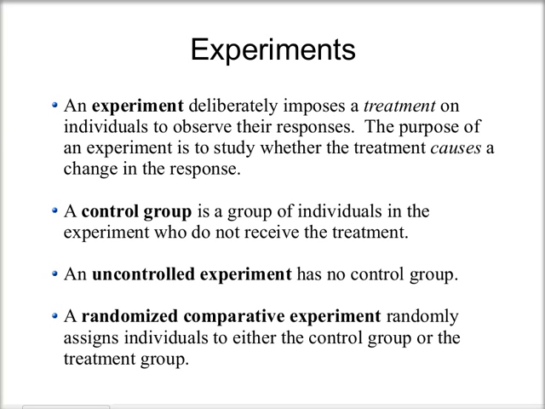A randomized comparative experiment randomly assigns individuals to either the control group or the treatment group. So we'll have some number of subjects for the experiment and randomly assign them to either the group that gets the treatment or to a control group.